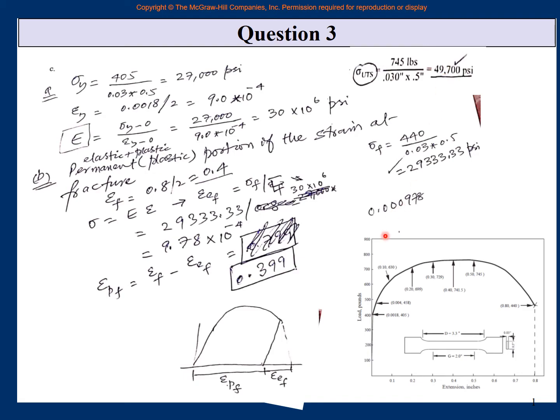Now in part B, the plastic part of the strain at fracture, right? So let me explain it to you, though there was a hint that at any point in the plastic region, not in the elastic region but anywhere beyond, the total strain is a sum of the elastic strain plus the plastic strain. So here, for example, when you are at the fracture point, if you drop a vertical line, you get the point 0.8. So 0.8 is given as the extension at fracture. If you divide 0.8 by 2, you get the strain at fracture. This is the total strain at fracture.